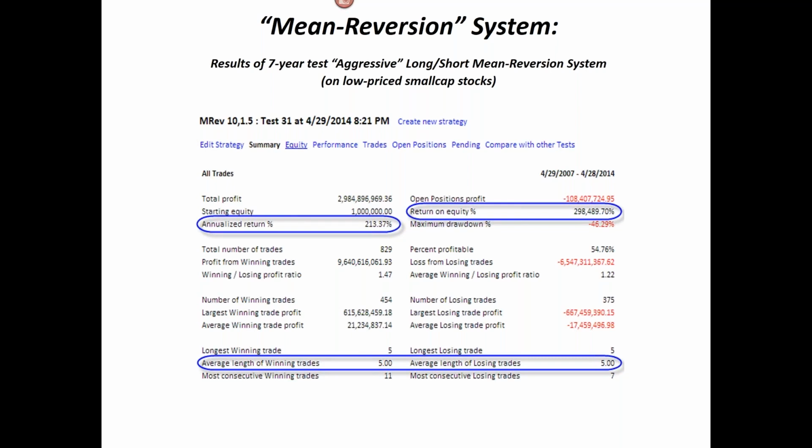$9,640,616,000 over a 7-year period. That's a return on equity of 298,000% compared to a measly 44% for the S&P 500. Okay, that is the power of the mean reversion system. So moral of this story, apply this to small cap stocks.